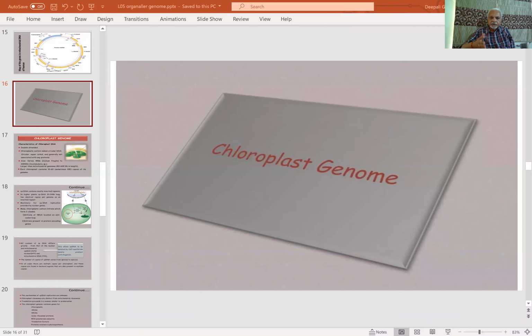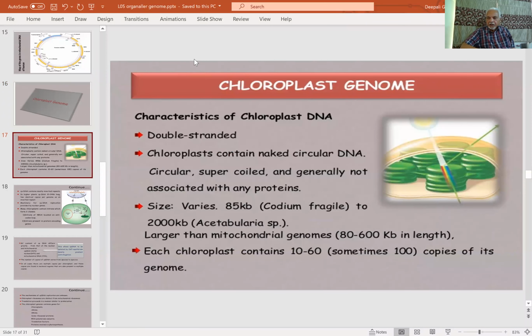So, continuing our discussion on organelle genome, we already in our previous interactions talked about mitochondrial genome, and now let us look at the other genome, that is chloroplast genome. Now, both the genomes, as you saw, have similarities, and they have some subtle differences as well.